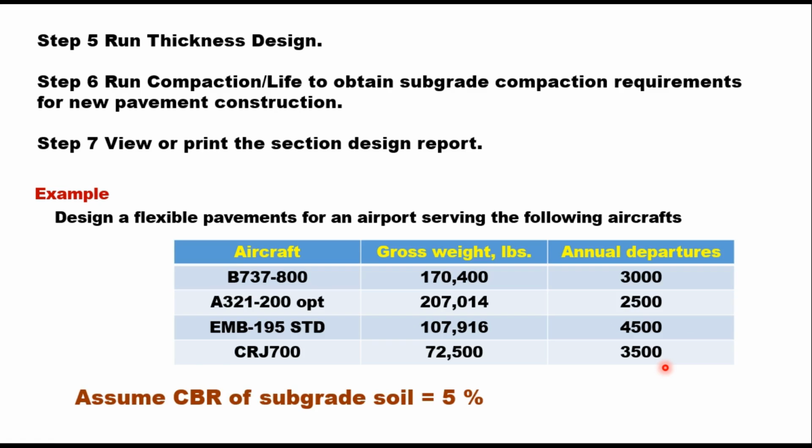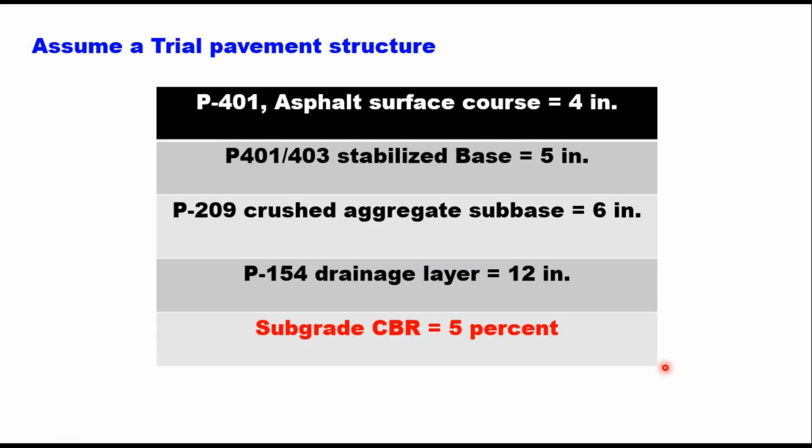So let us now first take some trial section, and trial pavement structure is like this: the top layer is asphalt surface course of 4 inch, stabilized base of 5 inch, and below that we provide crushed aggregate sub base of 6 inch and a dredge layer of 12 inch, and CBR is 5%. Now with this trial section, let us go to FAARFIELD software and see whether this is safe or unsafe. If it is unsafe, then what would be the final pavement section?